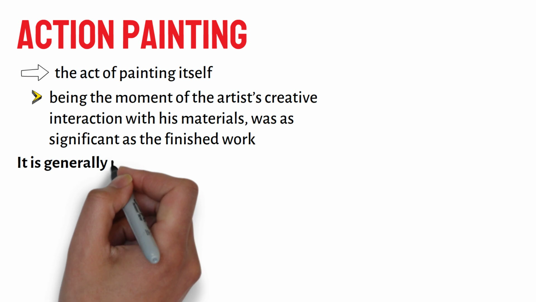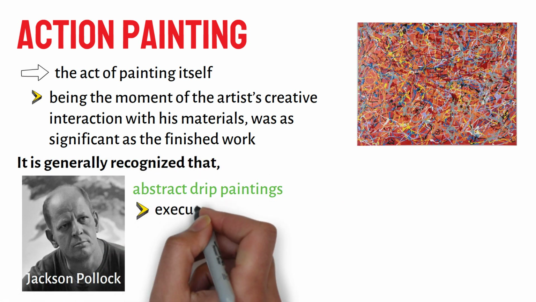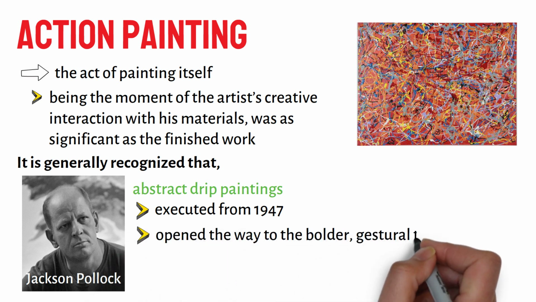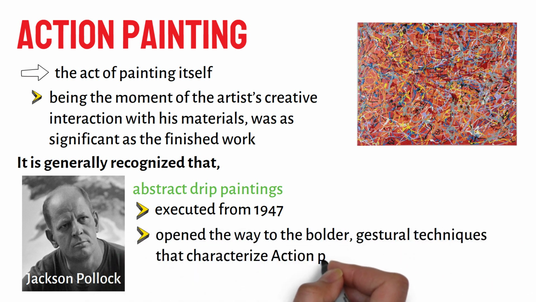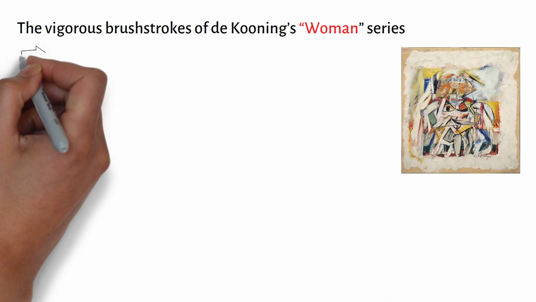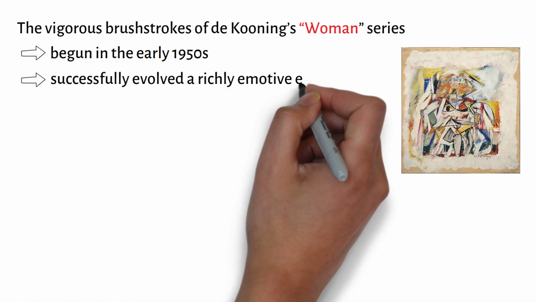It is generally recognized that Jackson Pollock's abstract drip paintings, executed from 1947, opened the way to the bolder, gestural techniques that characterize action painting. The vigorous brushstrokes of de Kooning's Woman series, begun in the early 1950s, successfully evolved a richly emotive expressive style.